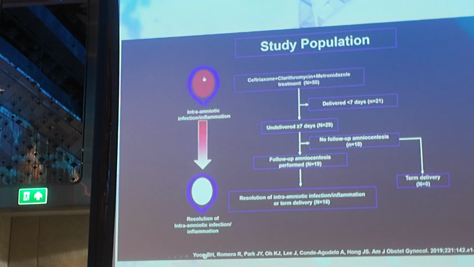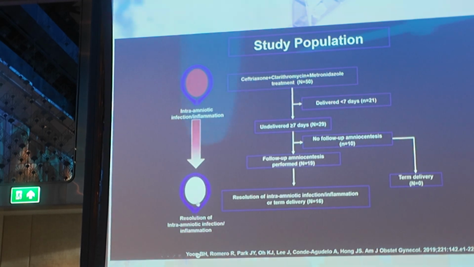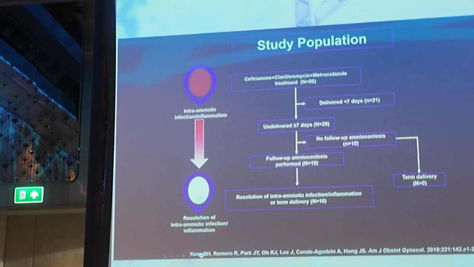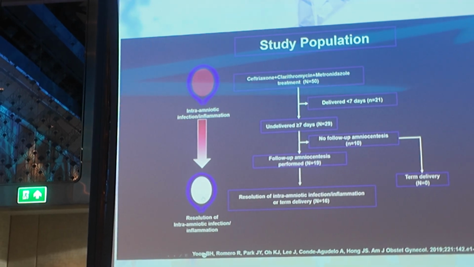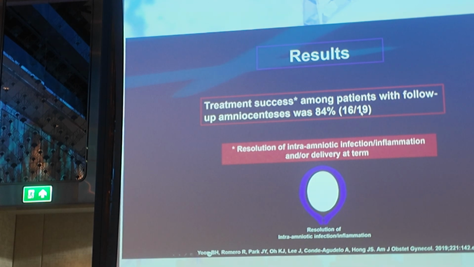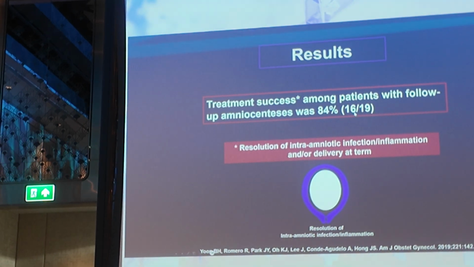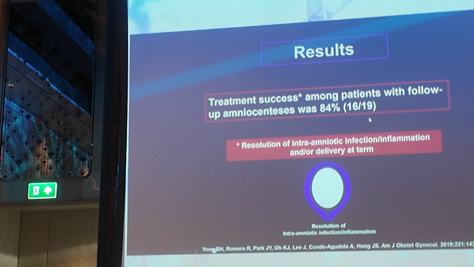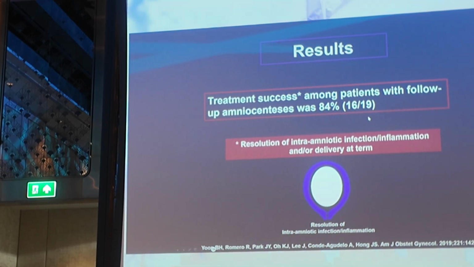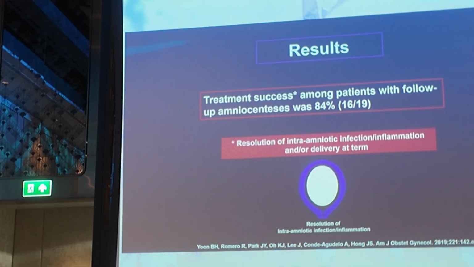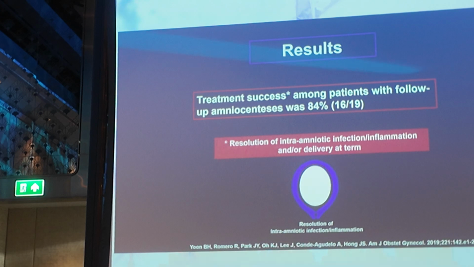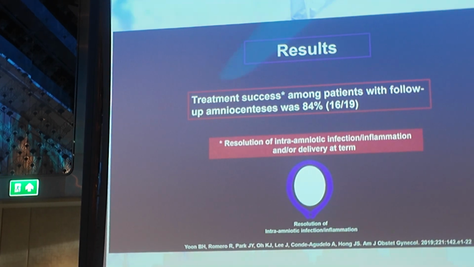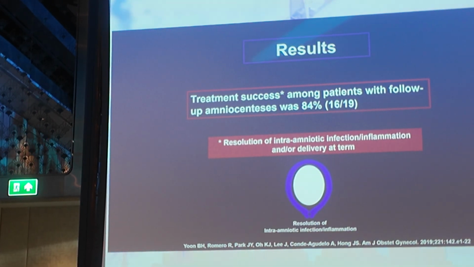Instead of having inflammation or bacteria, these patients had resolution of the infection or the inflammation. And this resolution occurred in 84% of the cases, 16 of 19, but you can do the numbers in a different way. The only important concept is that a subset of patients who don't have a severe intra-amniotic inflammatory response that we want to deliver are amenable to treatment.